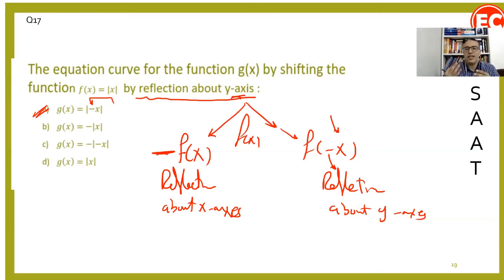So in the last three examples, I revised for you reflection about the x-axis and y-axis, and translation, up and down, right and left. This is called transformation of a function.